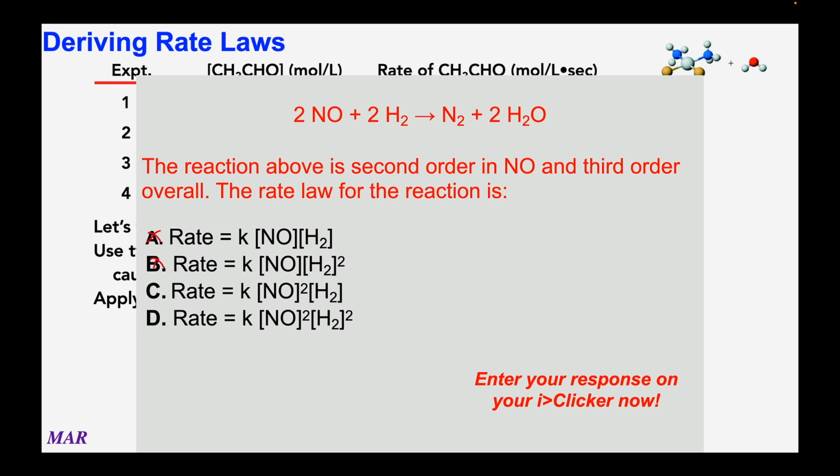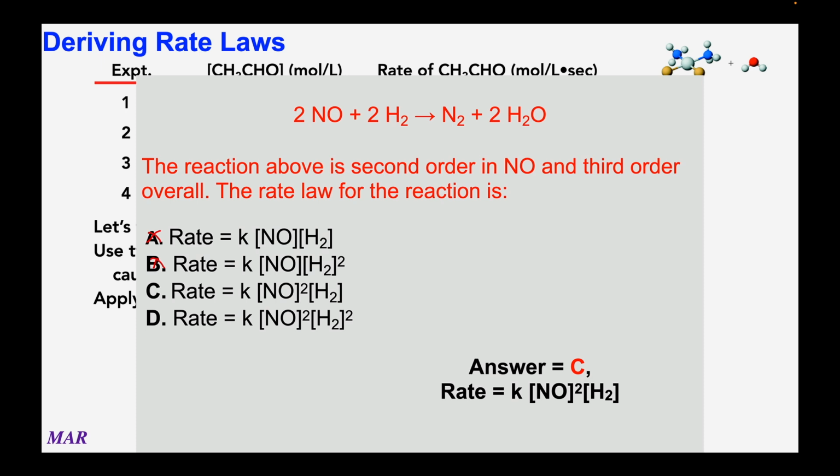Third order overall means that if you add up all the orders together, it equals 3. So 2 is NO. We don't know H2, but 2 plus whatever H2 is equals 3. That means that the H2 is going to be a first order reactant. So in this case then, if H2 is first order, we would write rate equals K times NO squared times H2 to the first power, or they just leave the first one off.